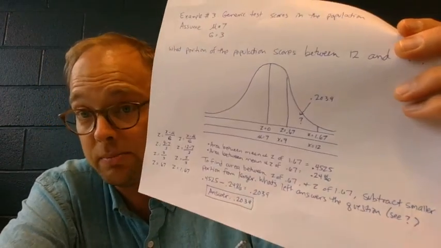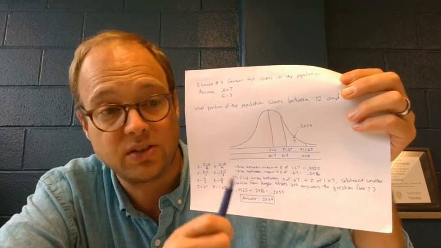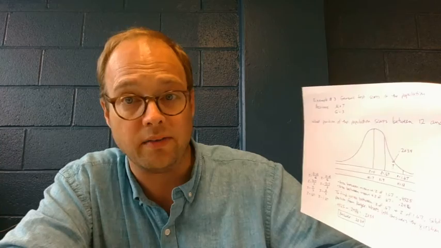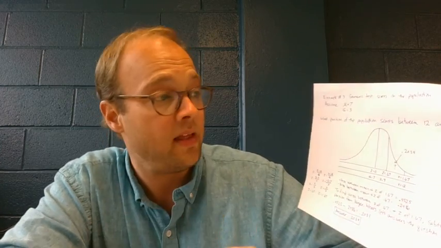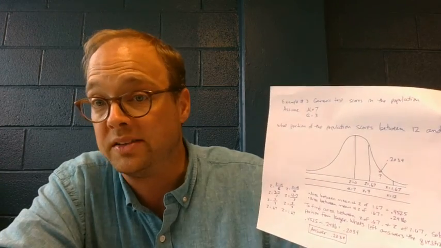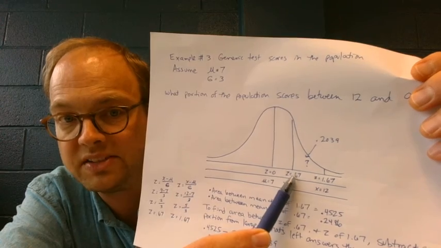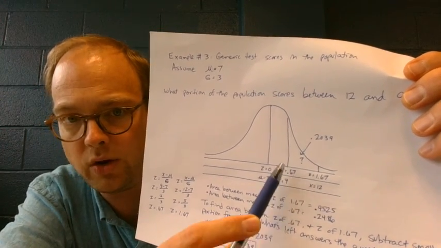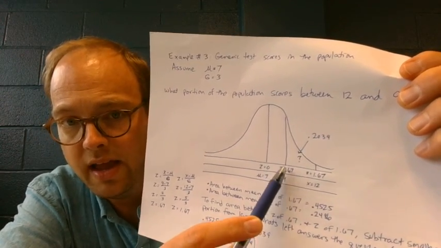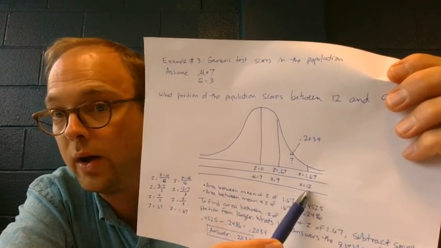So the next step, as you could probably guess, is I need to convert those raw scores to their corresponding z-scores, and that's what I did right here. A raw score of 9 converts to a z-score of 0.67, and a raw score of 12 converts to a z-score of 1.67. So then I place those appropriate z-scores there. A z of 0.67 corresponds with a raw score of 9, and a z of 1.67 corresponds with a raw score of 12.